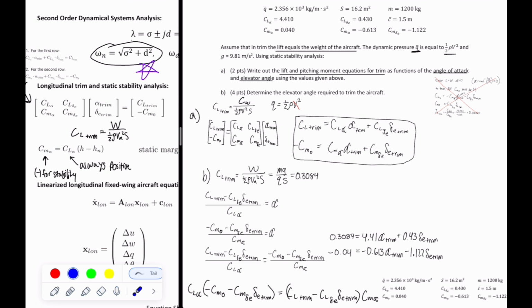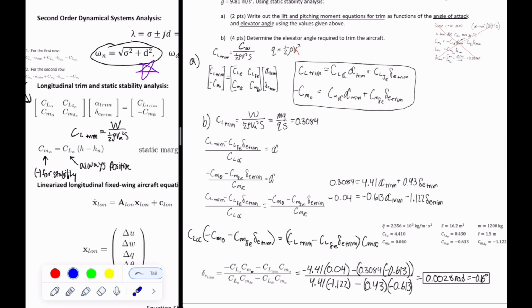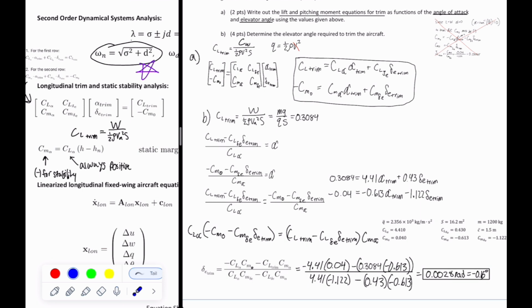So now we've got 2 equations and 2 unknowns. So we're going to solve both equations for one unknown and then set them equal to each other. You could, however, solve this by solving for one variable, which you don't know, alpha or elevator deflection, and then plugging that into the other equation. But here I solved for alpha, and then I set them equal to each other. And then this step is a little bit too far ahead, so you don't need that right now.